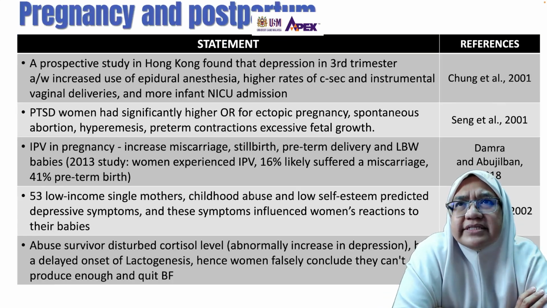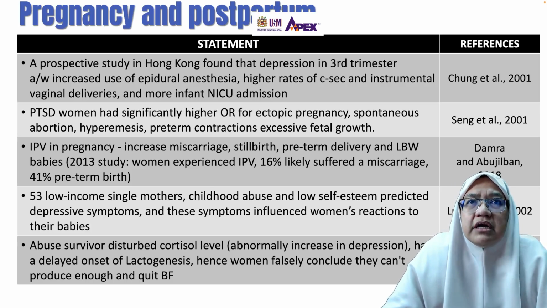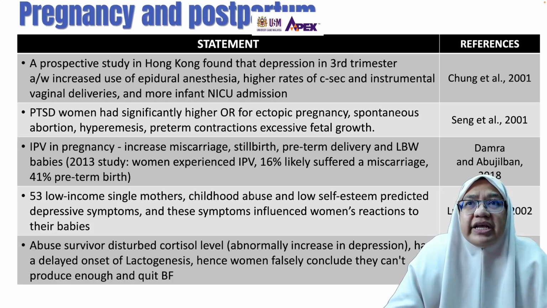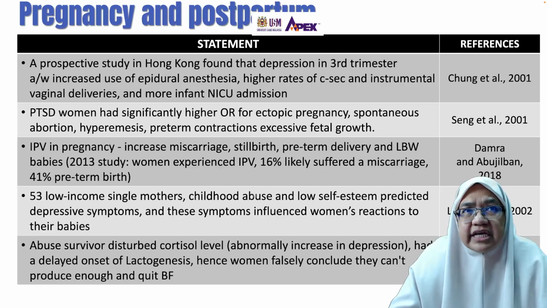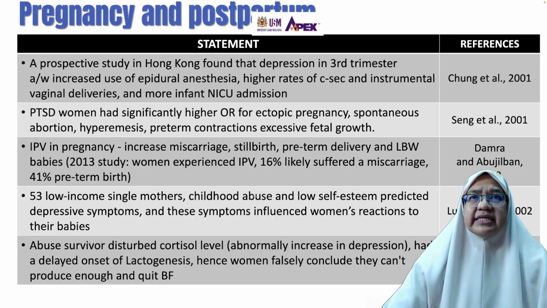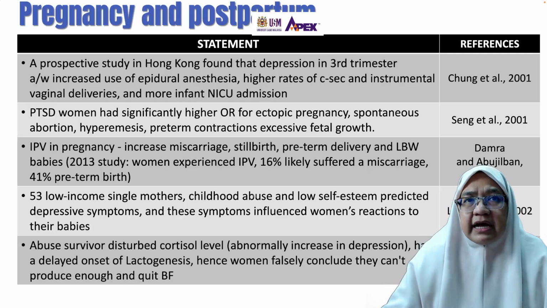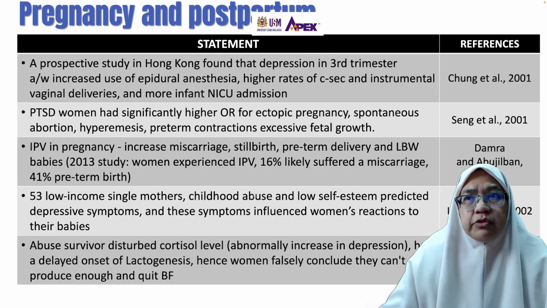Right. What about if this happened to the woman during pregnancy and postpartum? Many studies have also shown data. For example, a prospective study in Hong Kong found that depression in the third trimester was associated with increased use of epidural anesthesia. They are more likely to take epidural anesthesia in labor, with high rates of C-section and instrumental vaginal delivery, and more infants had to be cared for in the NICU. Other things, for example, intimate partner violence in pregnancy may increase miscarriage, stillbirth, preterm delivery, and low birth weight babies.